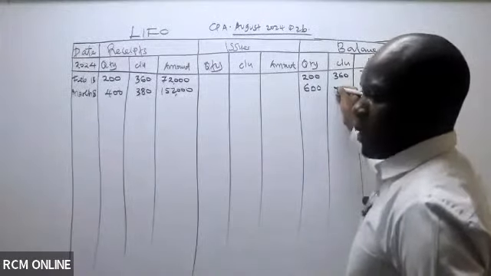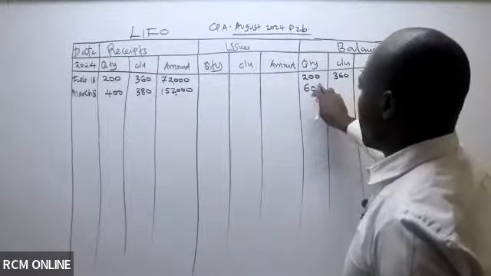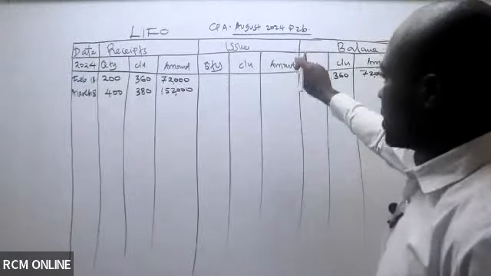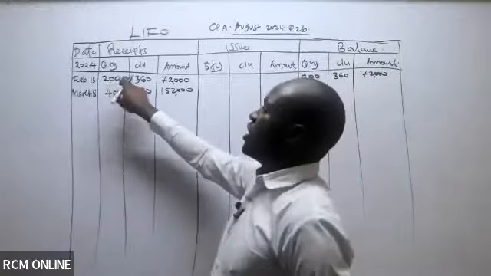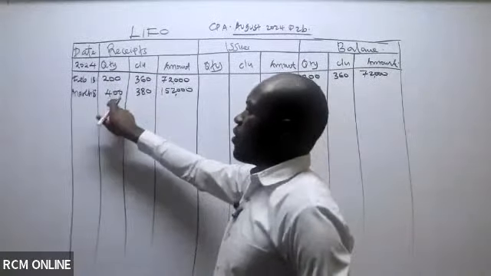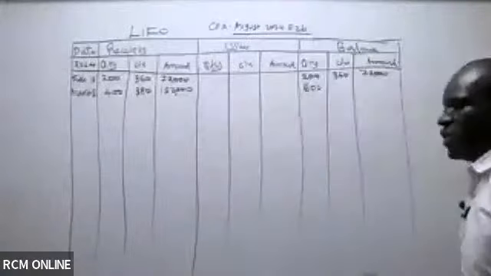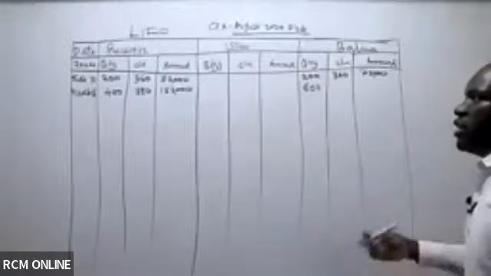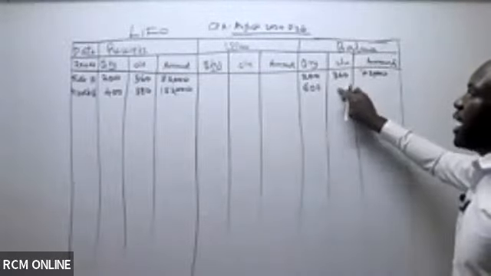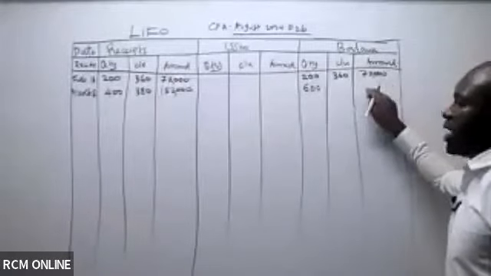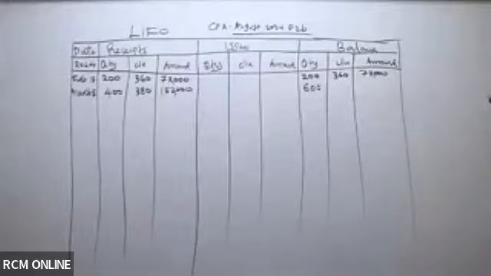Now, this is what happens. Remember, once you get to this point, the 600 units contains 200, which was brought in at 360, and 400, which was brought in at 380. So what cost per unit am I going to put here? Is it 360? Is it 380? Is it the average, or I just leave it blank and concentrate on the total value? What cost am I going to put there?